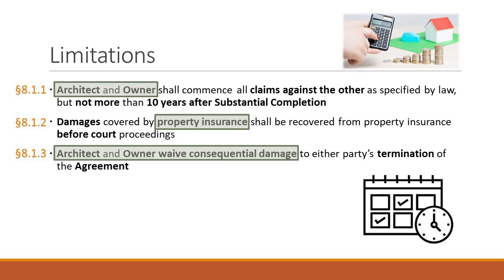8.1.3. This is something that's in almost every construction contract, whether it's a design professional agreement or a construction contract between owner and contractor. Architect and owner waive consequential damages for claims, disputes, or other matters in question arising out of or relating to this agreement. So consequential damage is something that is not directly related to the project.